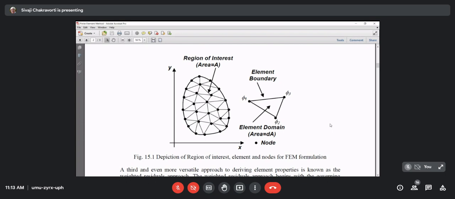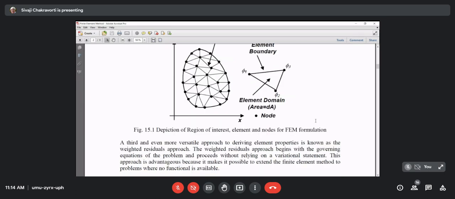So once again, just like FDM, where between the two nodes we were assuming a linear distribution, here we are assuming a linear distribution, but not along the boundary, but along the element domain.